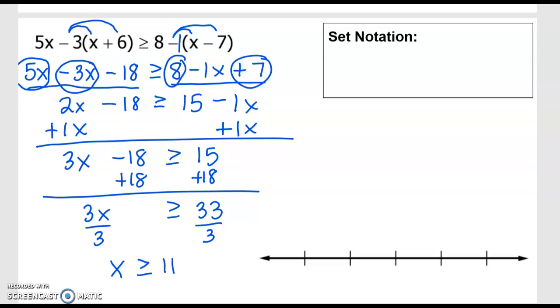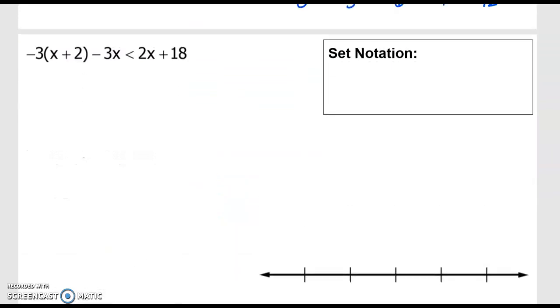Okay, I didn't give you enough numbers here, so let's just count by 3s, and we'll put it in here. So we'll say 11's about right here. Open or closed? Well, it's going to be closed because it has the equal sign, and then it's pointing to the right, so greater than, so we're shading to the right. So again, your answer is just x is greater than or equal to 11. Okay?